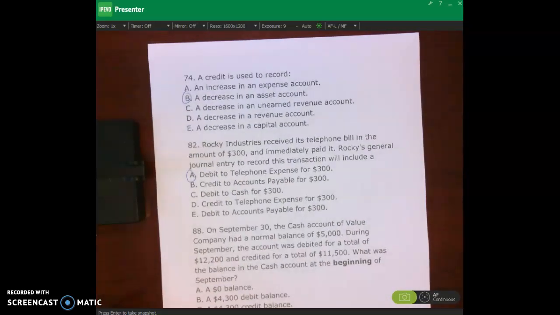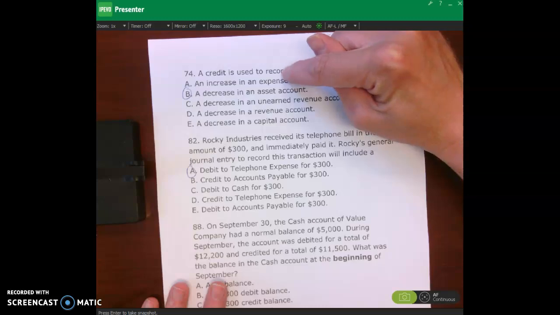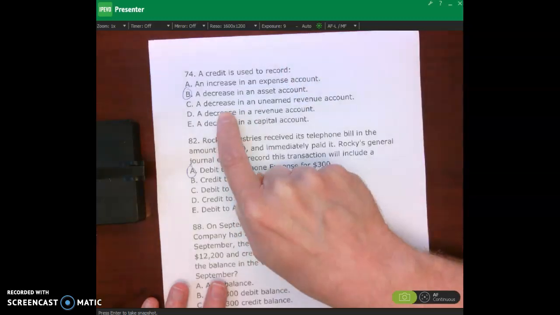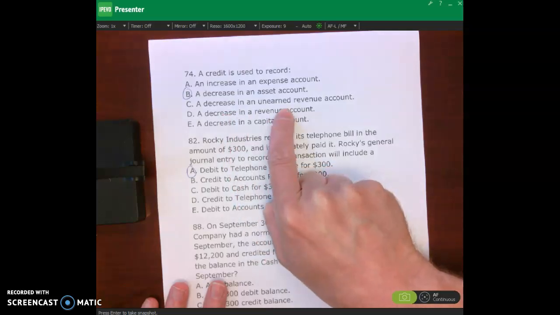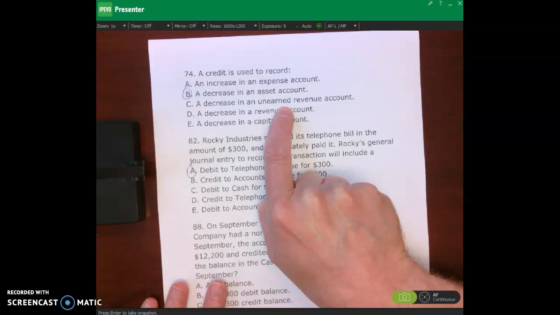So let's look at number 74. A credit is used to record an increase in expense. No, that's a debit. A decrease in unearned revenue. No. Unearned revenue is a liability, so a credit would record an increase in unearned revenue.